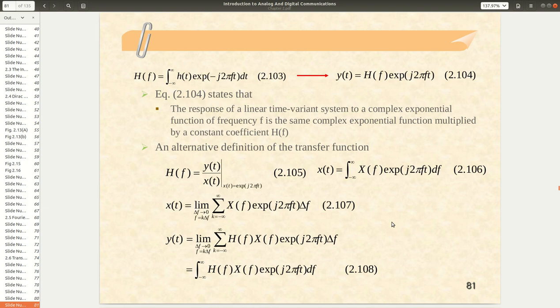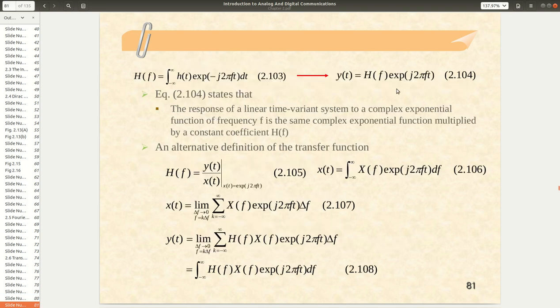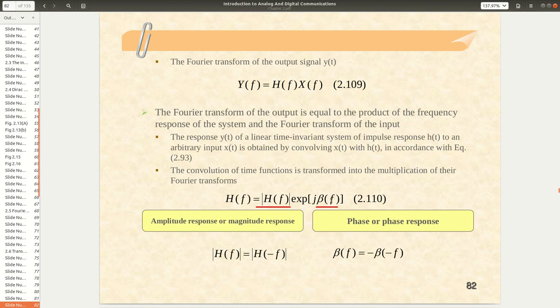Here he wants to prove y of t. Now I take the Fourier transform of h of t multiplied by the exponential x to get y of t. This states that if I have a convolution in the time domain, I can take the Fourier transform of h of t and x of t, without taking the convolution, and make it a multiplication in the frequency domain. So convolution in the time domain means multiplication in the frequency domain, and convolution in the frequency domain means multiplication in the time domain.